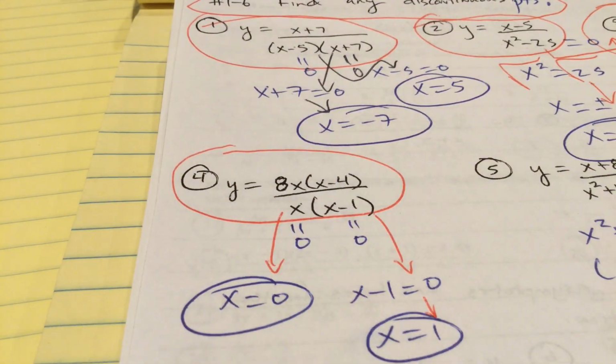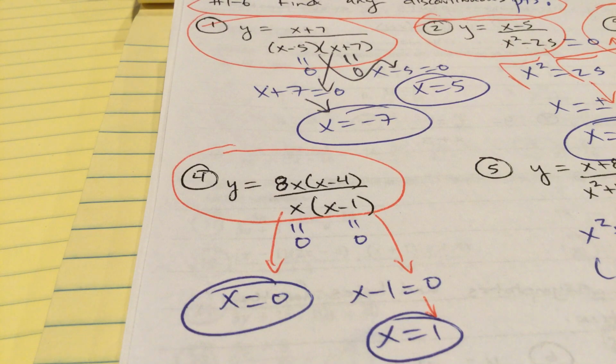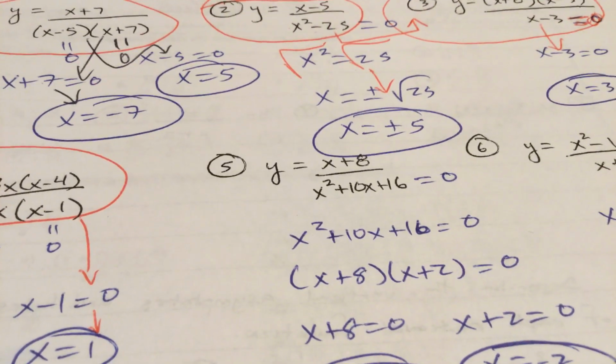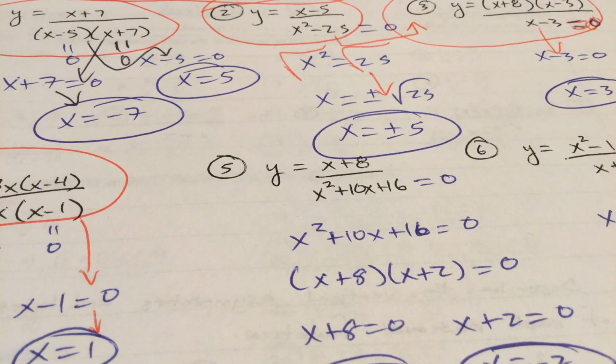When I plug 0 in for x, I divide by 0, math sin. When I plug 1 in for x, I divide by 0, math sin. My two discontinuous points. Discontinuous point means you make a graph and you have to pick up your pencil to continue with the graph. Number 5, set the denominator.